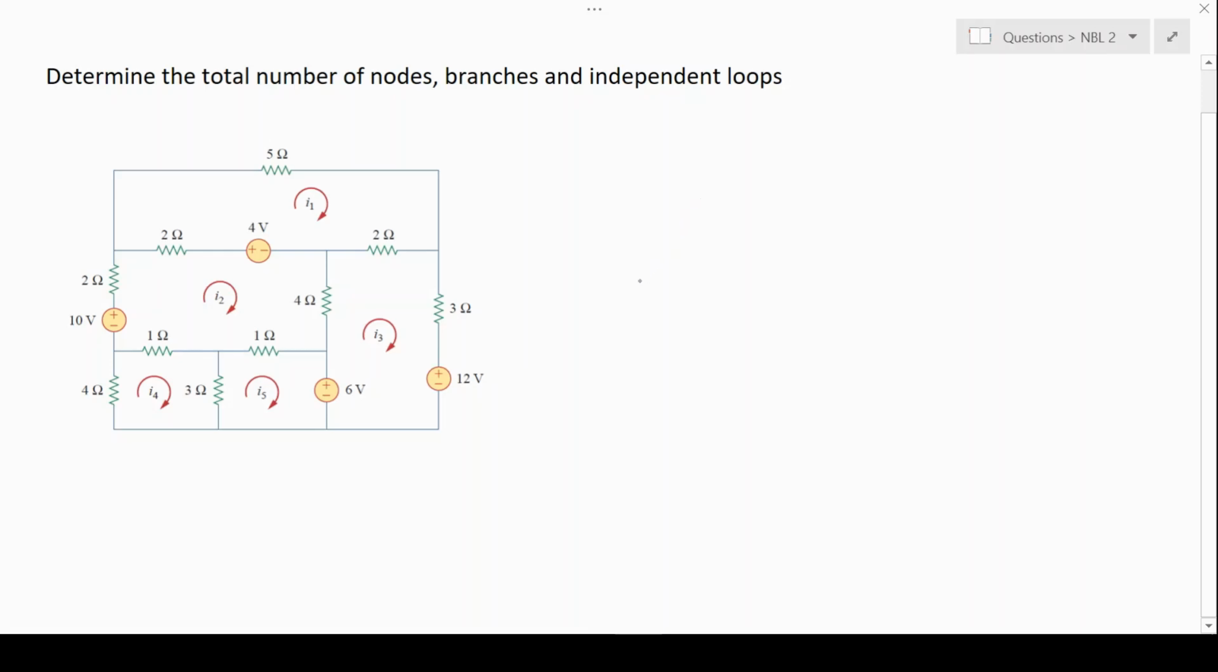Hello everyone, and welcome to this example recording on nodes, branches, and loops. So the question we're going to be reading requires us to determine the number of nodes, branches, and independent loops.